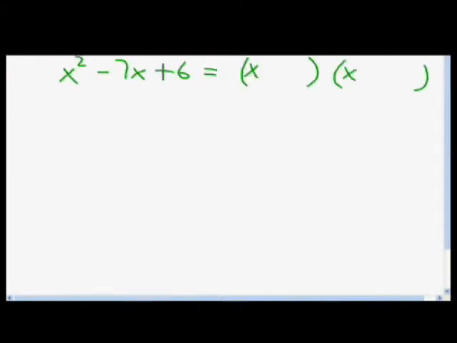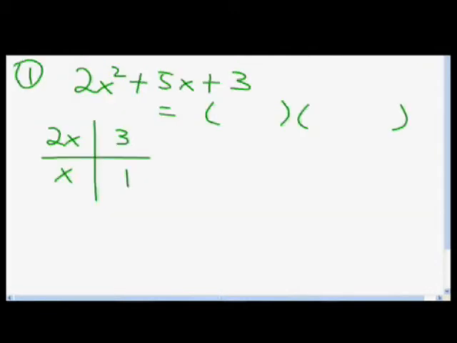To give us the final term, we need two numbers that multiply to give us 3. Now, there are two orders in which these can come. We could have 3 and 1. The other option would be we could have 1 and 3.